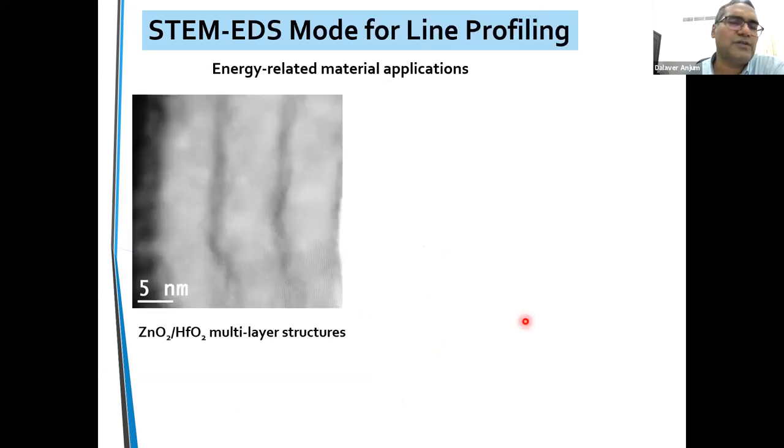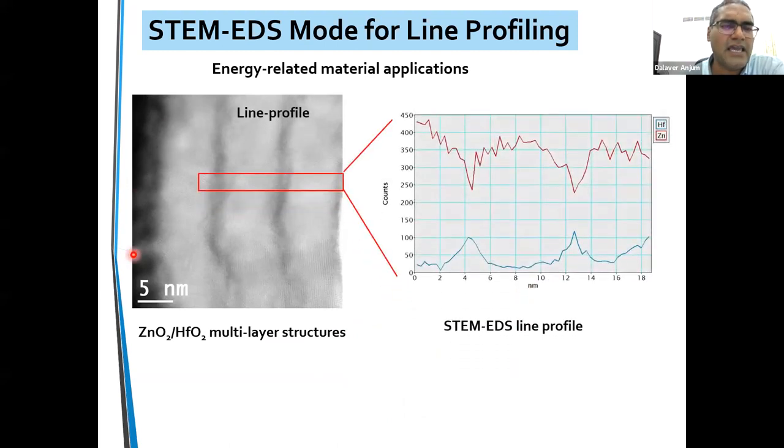And you can use the scanning transmission mode for EDX to make line profiles. Here we have an energy material, zinc oxide and hafnium oxide, repeating layers. By making a line profile, just walk from here to here and collect the signal of hafnium and zinc, and you can easily identify where is zinc and where is hafnium.